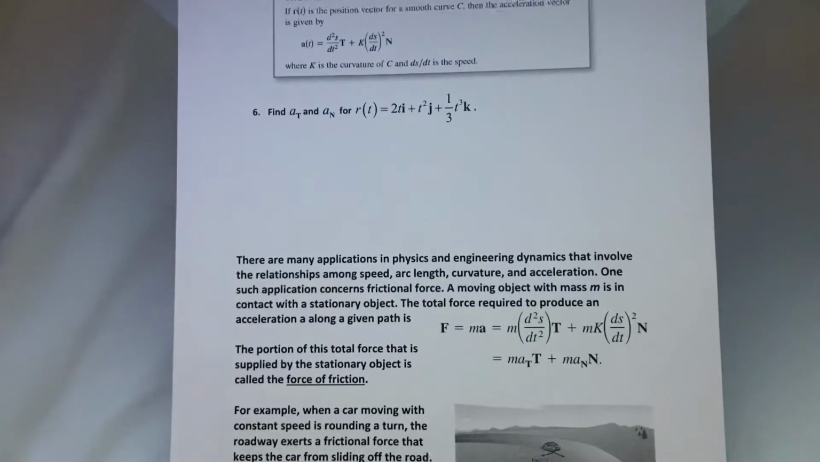So find a sub T and a sub N given r of t equals 2t i plus t squared j plus 1/3 t cubed k. You're like, what is going on? Well, this actually gives you a kind of easy way, we'll see it, to find what a sub T and a sub N, your tangential and your normal components of acceleration, are.